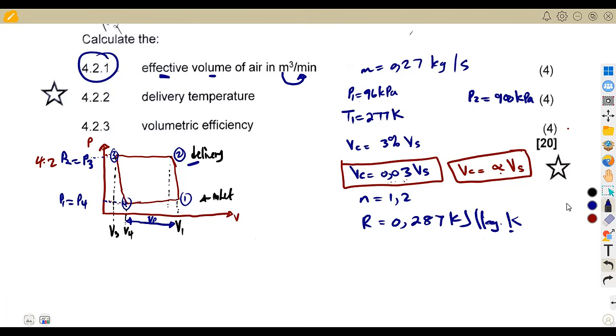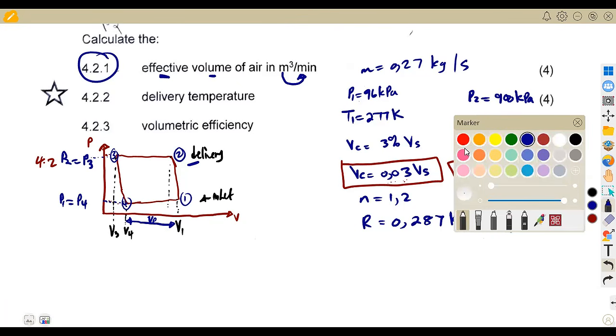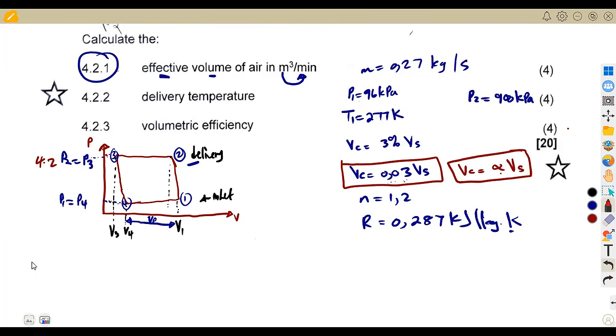We are going to use the inlet conditions. So that's 4.21. From the inlet conditions, you are going to apply them to calculate the effective volume, which follows that P1 times VE is equal to MRT1 at the inlet conditions. And we need to calculate VE, which is our effective volume.